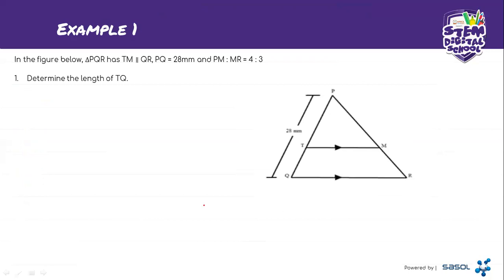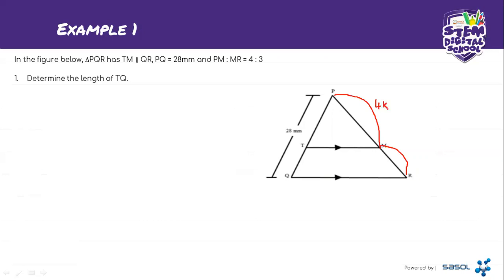All right. In the figure below, triangle PQR has TM parallel to QR, and PQ equals 28 millimeter, and the ratio of PM and MR is 4:3, right? Now let's indicate the ratio here. This is PM, and then we have MR, and this is 4. I will write 4K there.